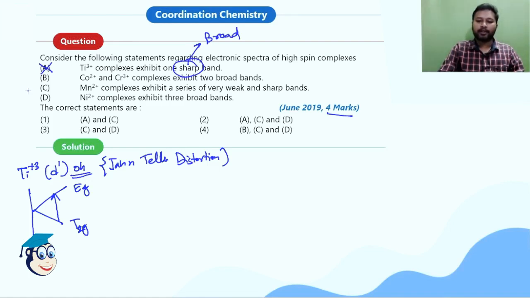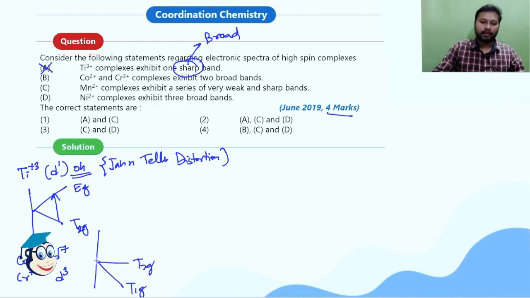Talking about the second one, where it says cobalt and chromium +3. So cobalt in +2 is actually d7, and chromium in +3 is actually d3. These are the two electronic configurations. Now if you look at the Orgel diagram related to these two, it is something like this. You have T1g as the lowest one, then comes T2g, then comes A2g, and you also have one that is called T1g(F).